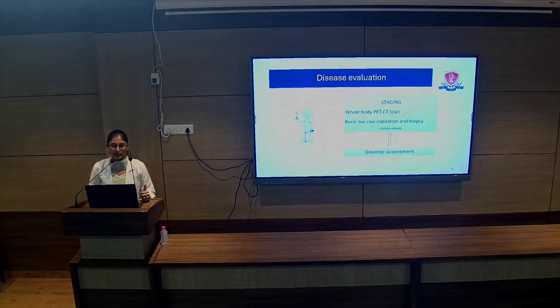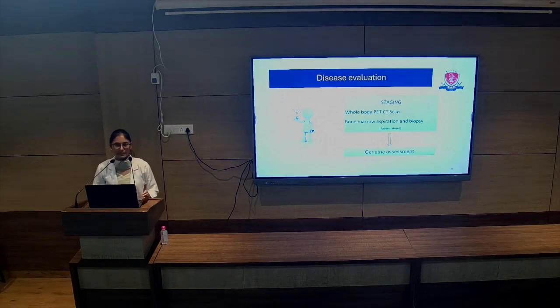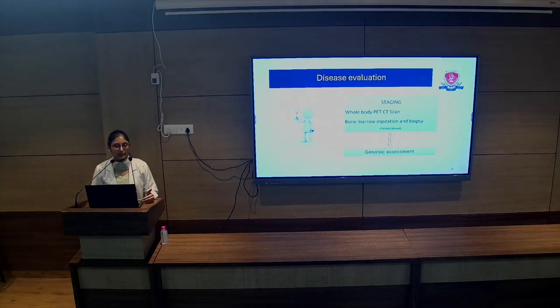So now number 1 is the staging. We have to see the staging of the disease. For the staging, we have to do PET-CT scan and bone marrow aspiration and biopsy. The other thing is, as she is an elderly patient, an 80-year-old female, we have to do the geriatric assessment, to see whether she will be able to tolerate the therapy and whether we can start the treatment.